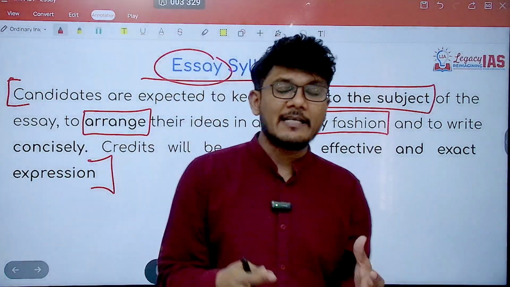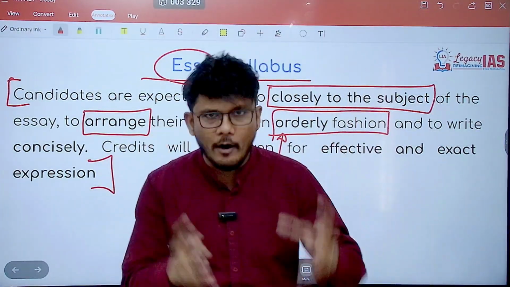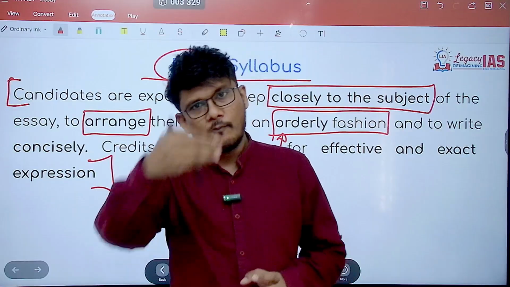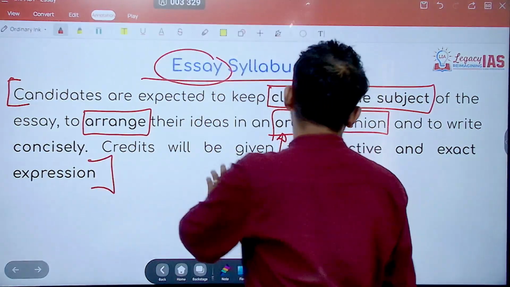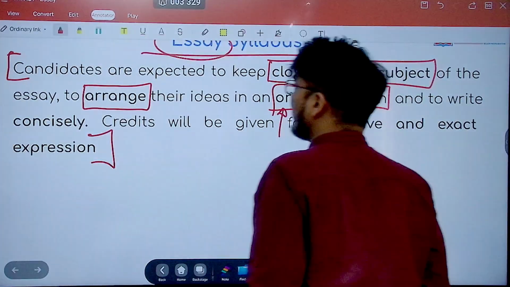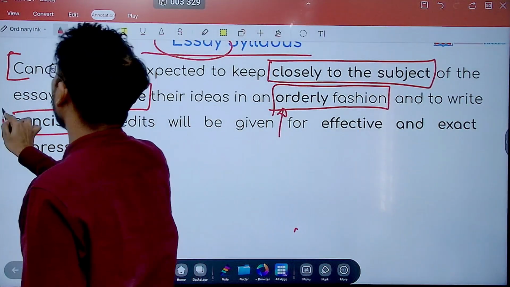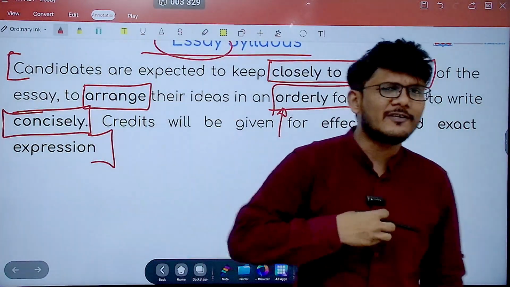So whatever it is, there needs to be a proper order to this particular flow of ideas that you have. Then, write concisely. Of course, you have to write concisely. This is not a university examination.